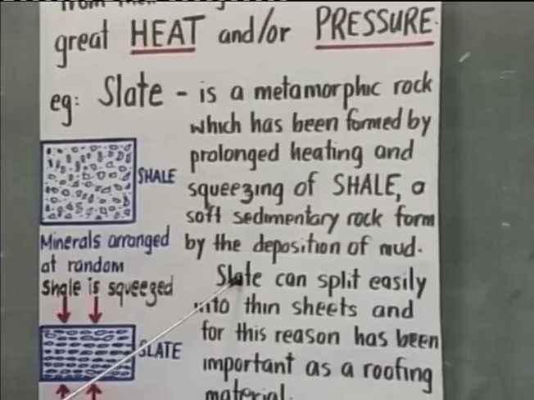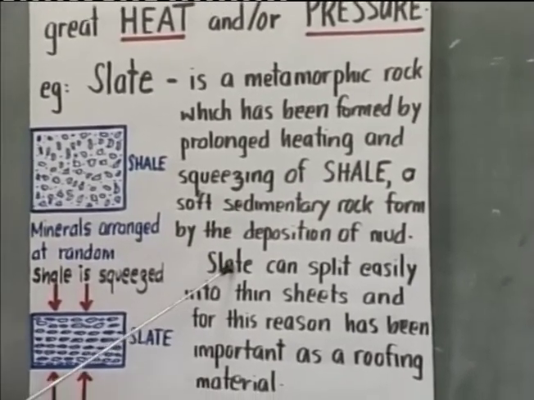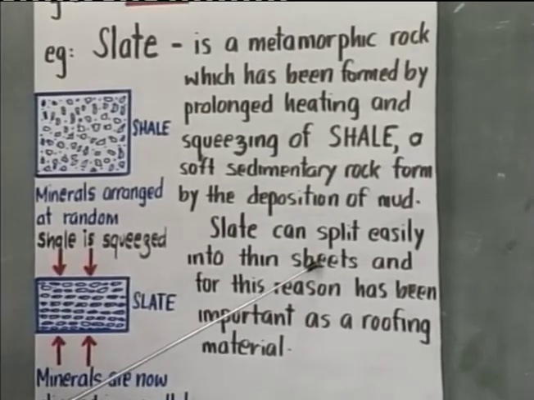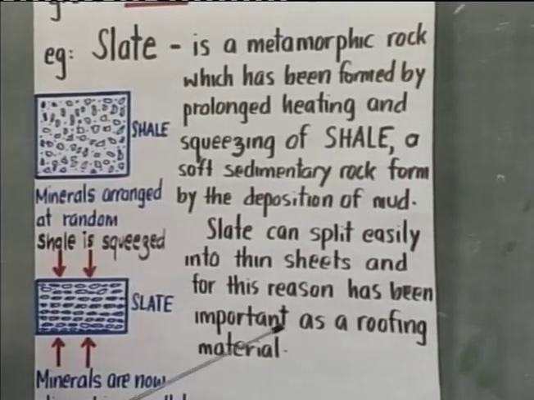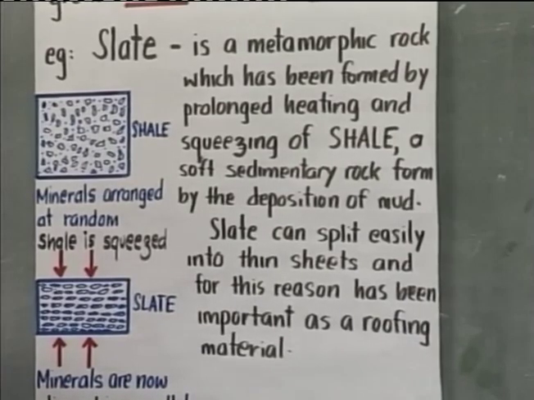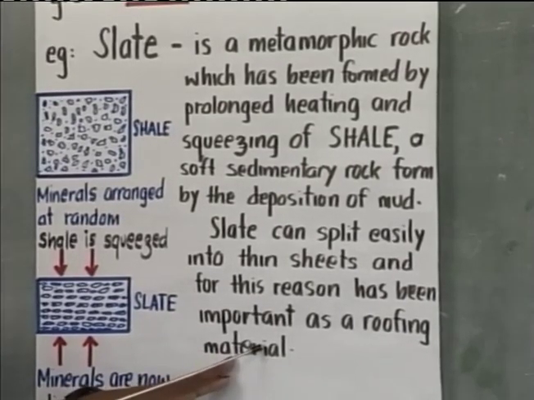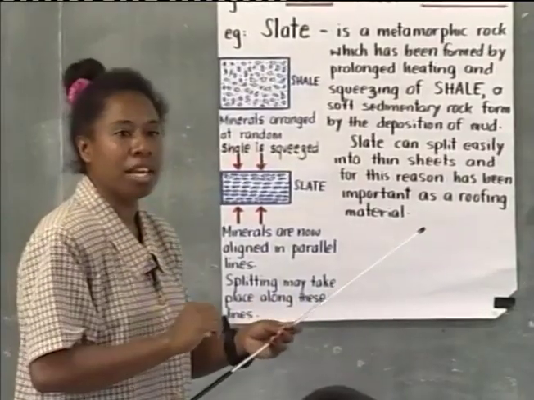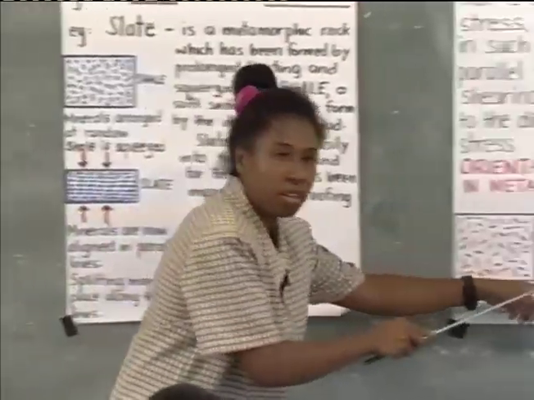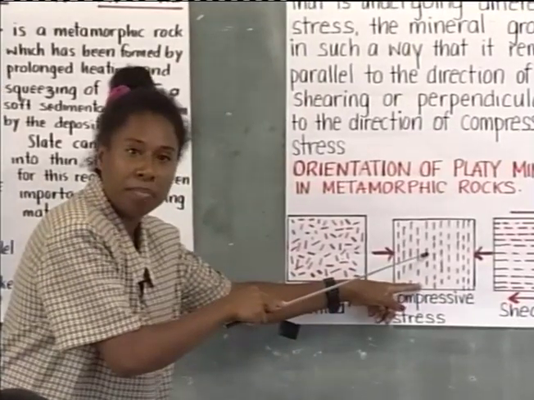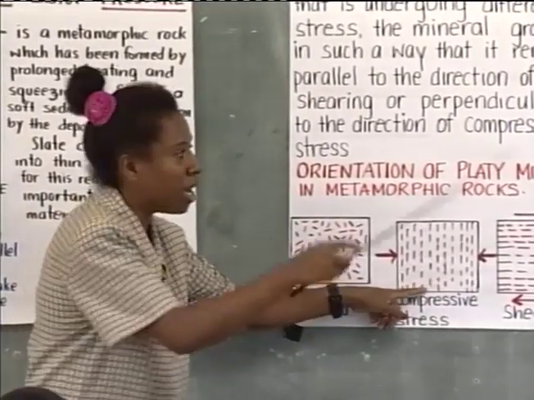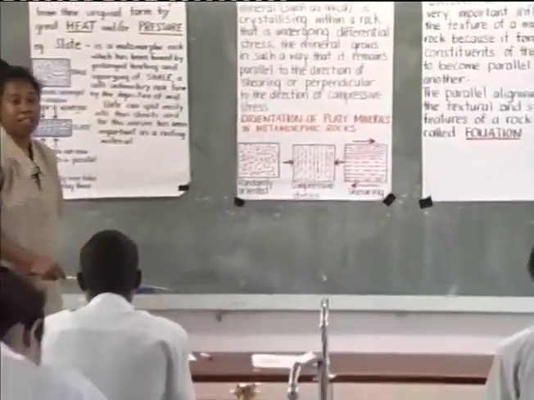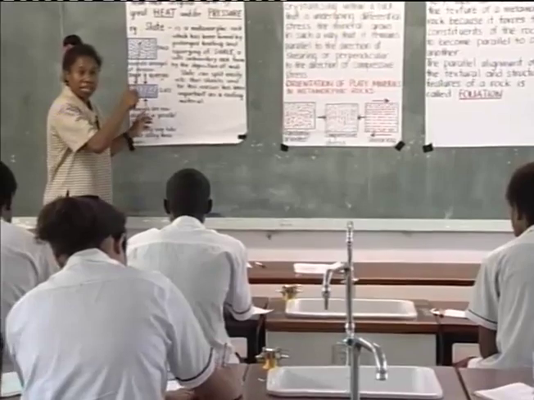Note one of the important characteristics of this rock here, slate. It can actually split easily into thin sheets. And for this reason, it can also be used for roofing materials of houses. But for it to be able to split into thin sheets, the particles or the minerals in it have to be aligned. And that's where foliation comes in. Let's look at how the alignment has taken place for the formation of slate.